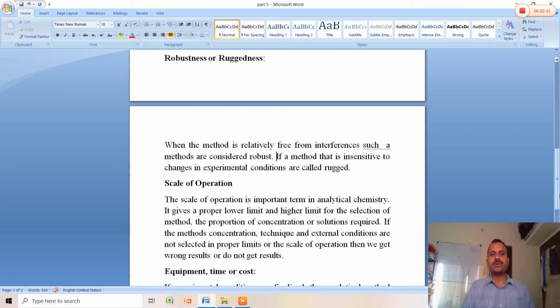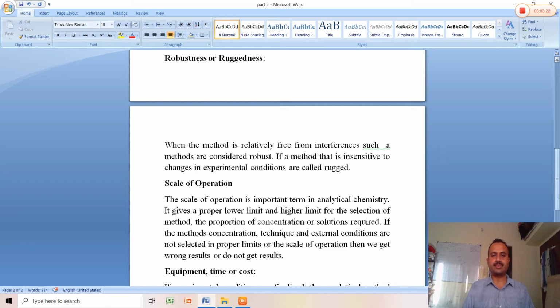Next one, third, is robustness or ruggedness. When the method is relatively free from interferences, such methods are considered robust methods. Now here, what is the difference between robustness and ruggedness? Robustness is when the methods are free from interferences. While ruggedness is when the method is insensitive to changes in experimental conditions. So the experimental conditions do not depend upon external factors. It is insensitive to the changes in the experimental conditions. Then such methods are called rugged methods.